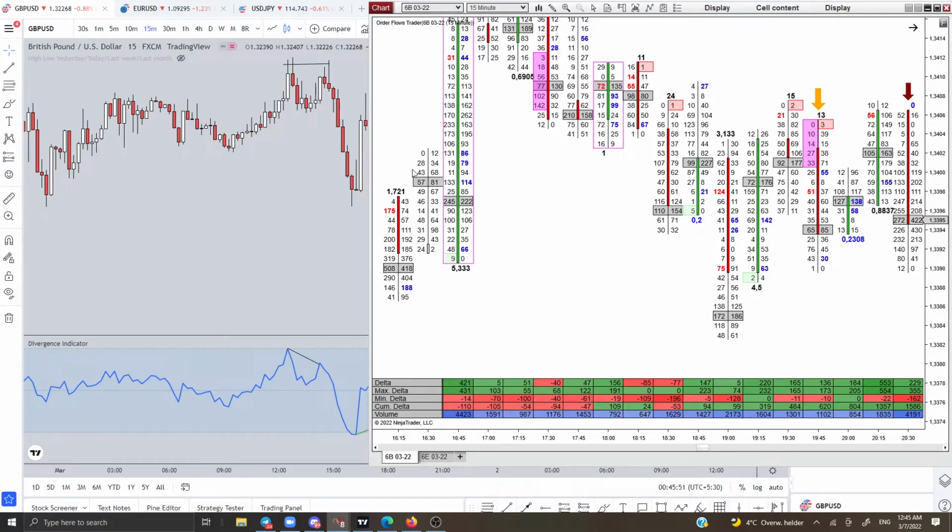So my friend, I hope I could answer your question about which order flow confluence to take with the divergence. And I can tell you this is the best confluence you can trade with divergence, really.